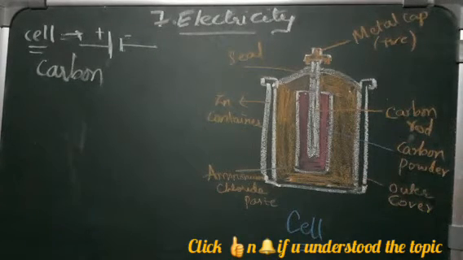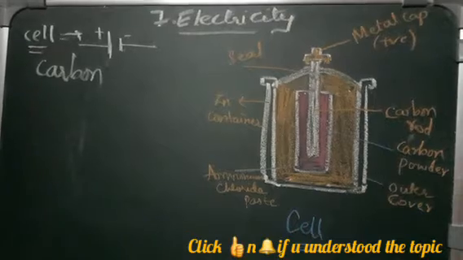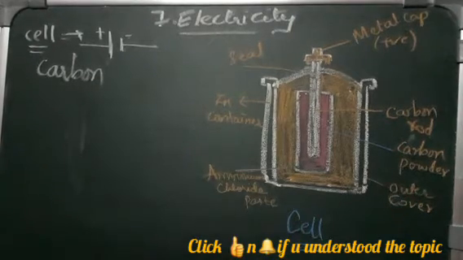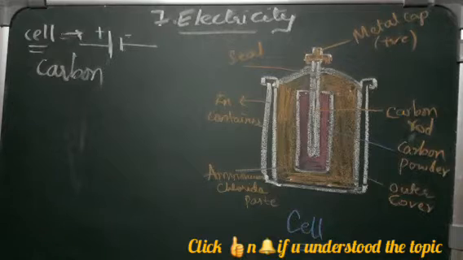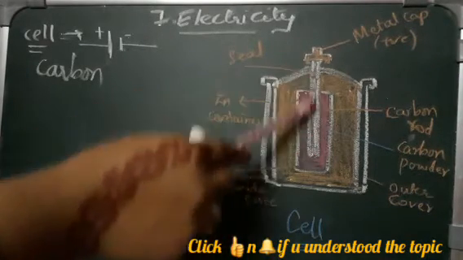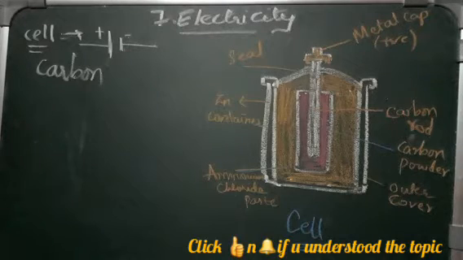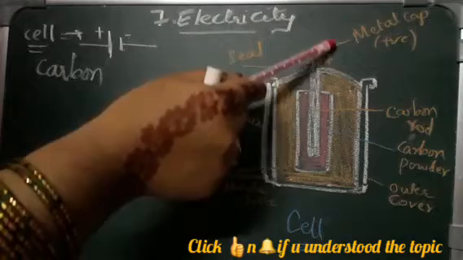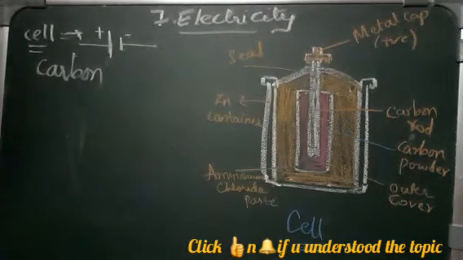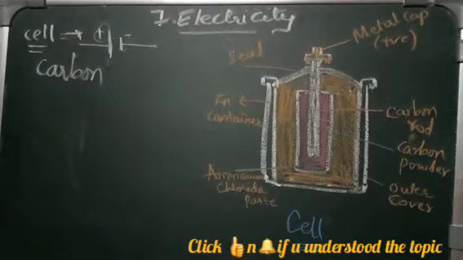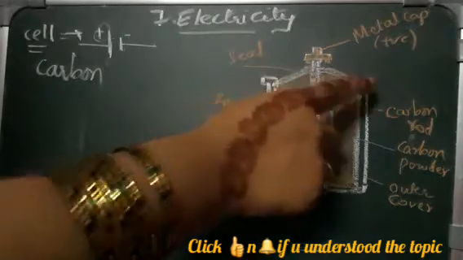A dry cell consists of a container made up of zinc metal. The container also serves as the negative terminal. In the center, a graphite, that is carbon rod, with a metal cap serves as the positive terminal. The carbon rod is surrounded by a mixture of carbon particles and a chemical called ammonium chloride paste. The cell is sealed from the top.